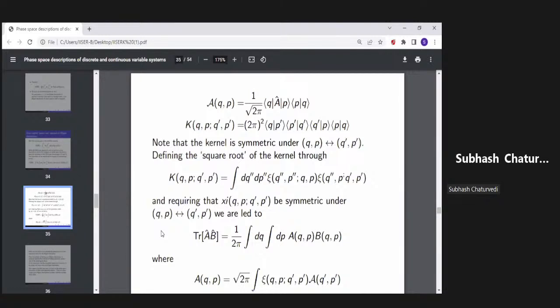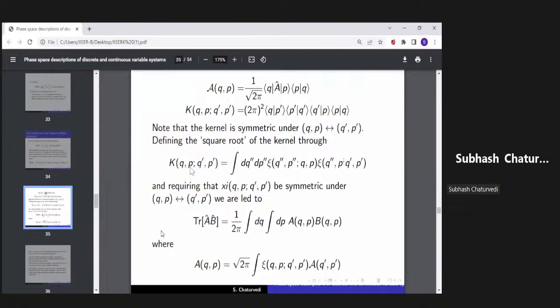So I have tried to indicate to you that starting from the traciality property of the Wigner distribution and requiring that the right-hand side also be a symmetric function of the phase space functions that appear therein, we are led automatically to the Wigner description in a purely algebraic manner.